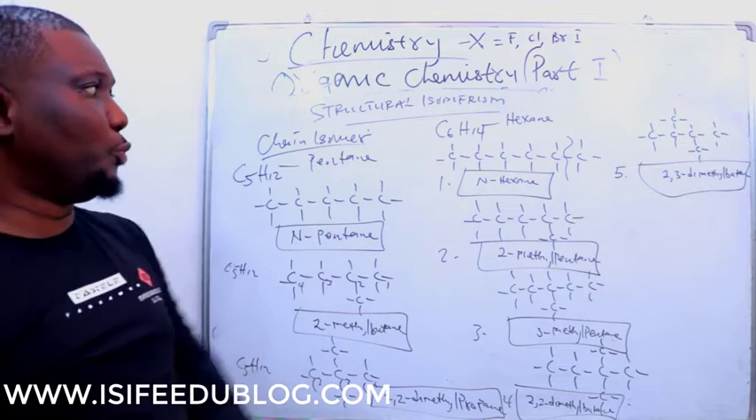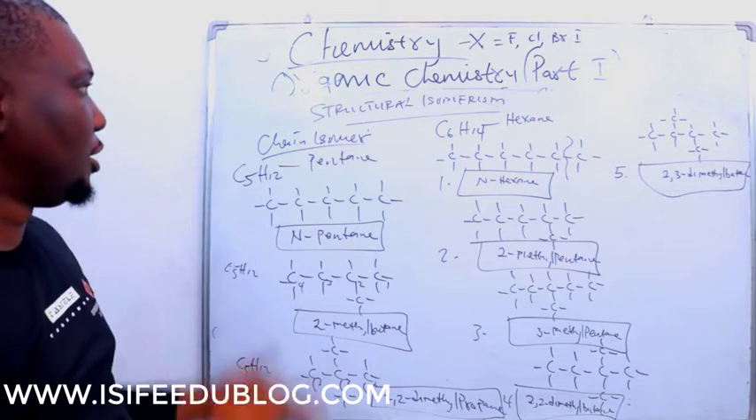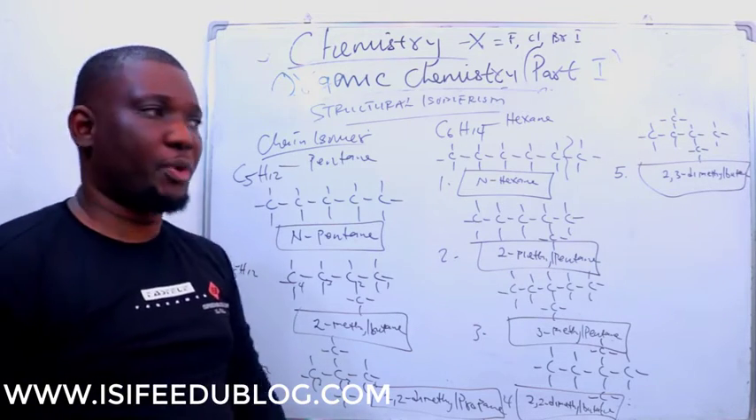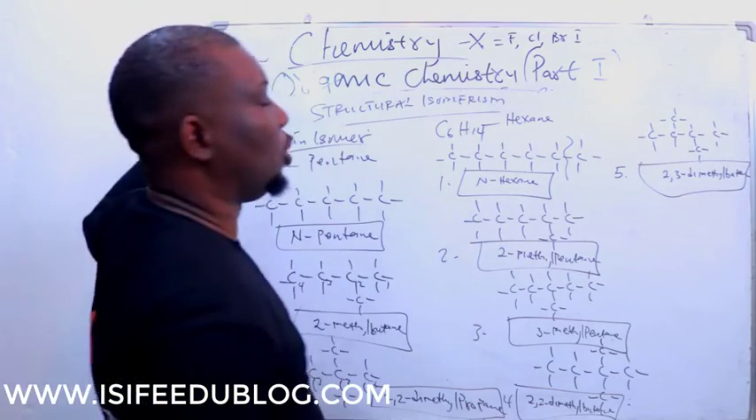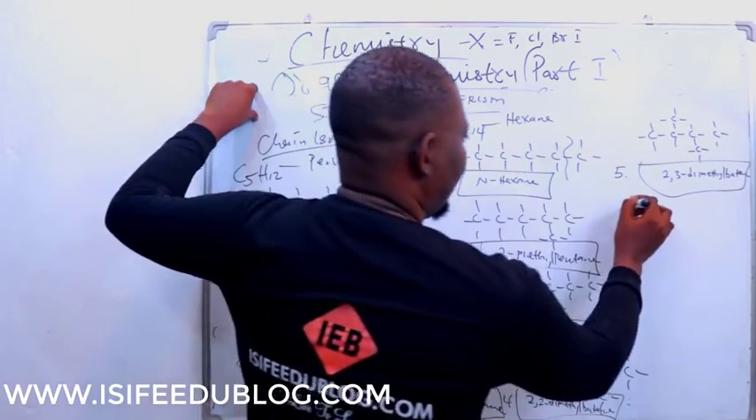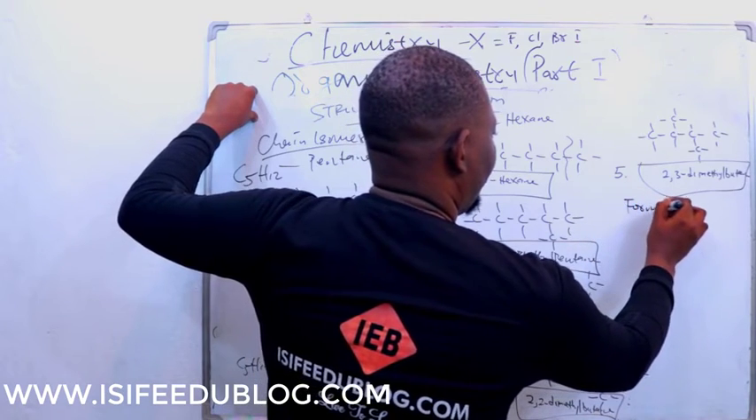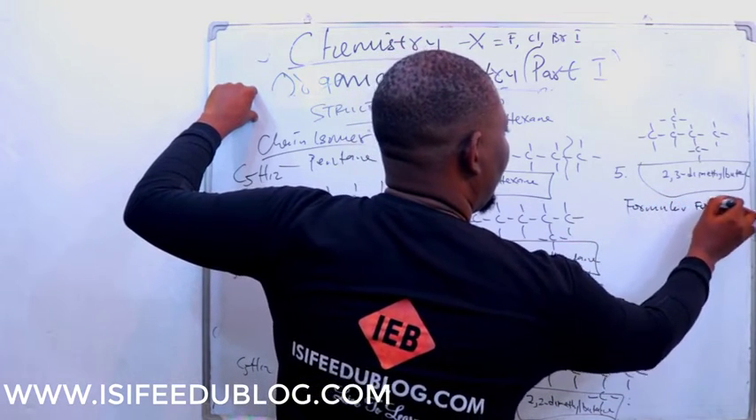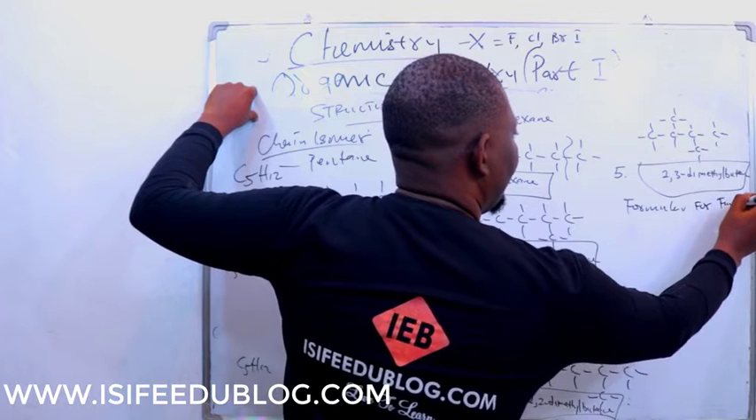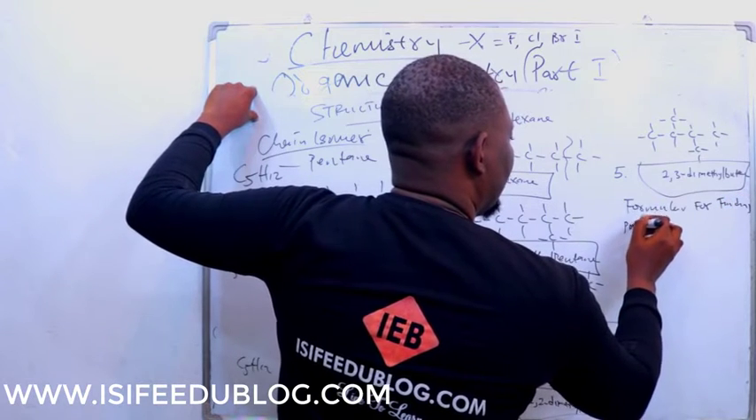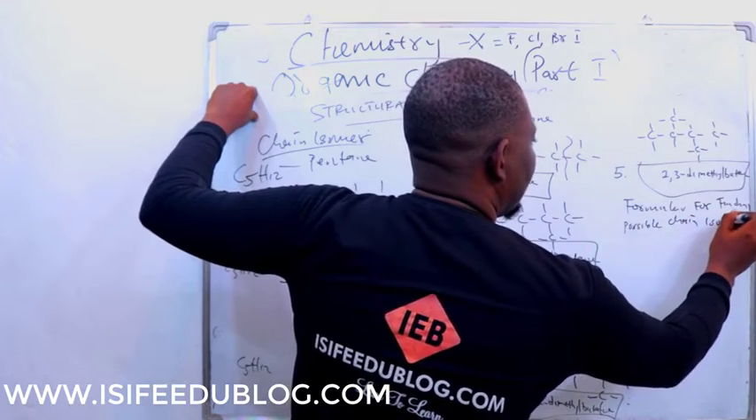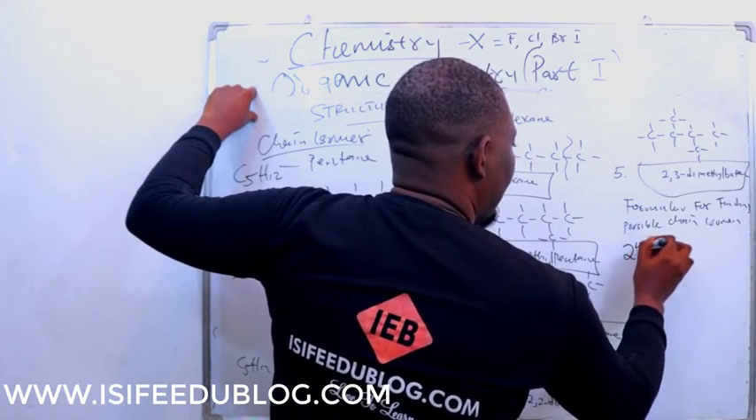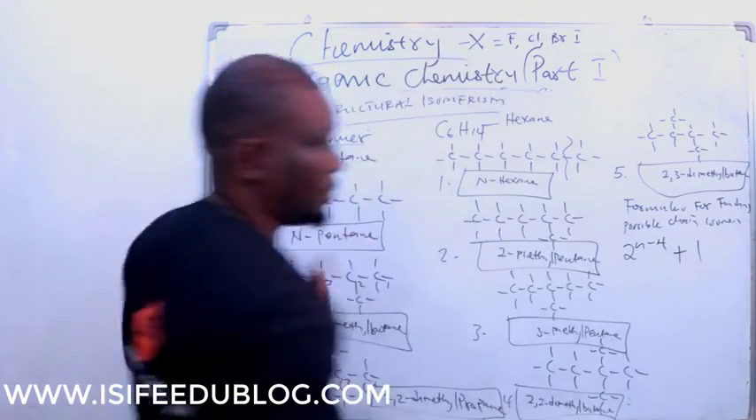For the sake of convenience, without going through all these hurdles to find the number of possible isomers, we can use a formula to find chain isomers. Suppose I want to find the possible isomers of butane. I can use 2^(n-4) + 1.